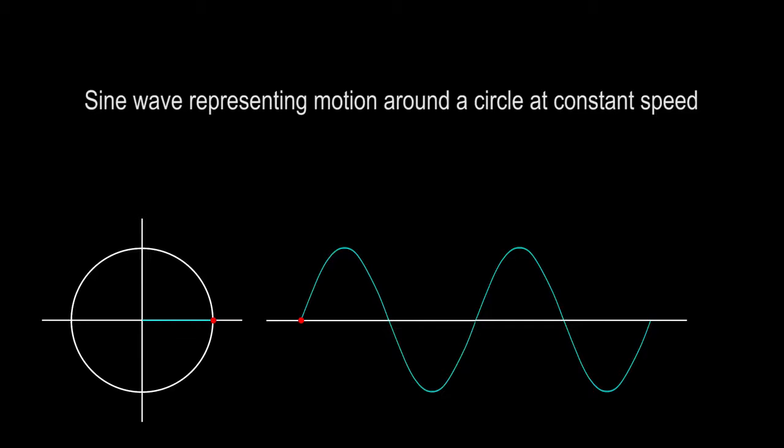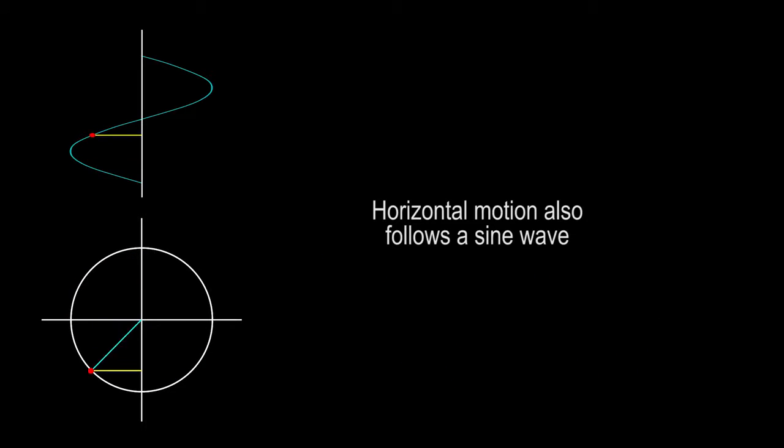In the first video of this series, I showed you how sine wave motion in Taekwondo is not an exact sine wave, but shares an attribute of sine wave in that the body or limbs change direction very smoothly when performing a technique. The smoothness of a sine wave can be observed when it's represented as motion around a circle at constant speed. Notice that horizontally the movement is also a sine wave.